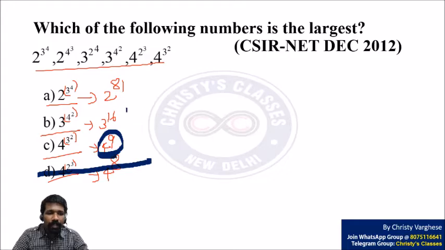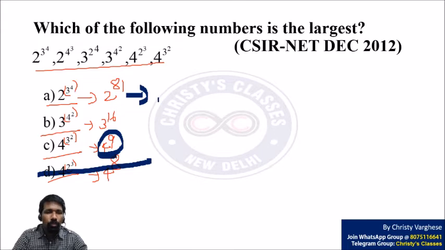Now 3 options are there. In all those 3 options, the power is not the same, and the base is not the same. So you have to make it the same somehow or compare it somehow. So here, 2 raised to 81, you can write it in terms of 4 raised to something.